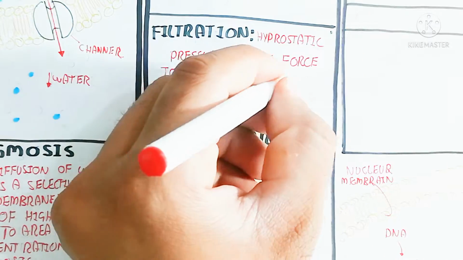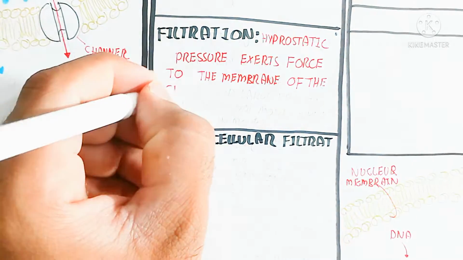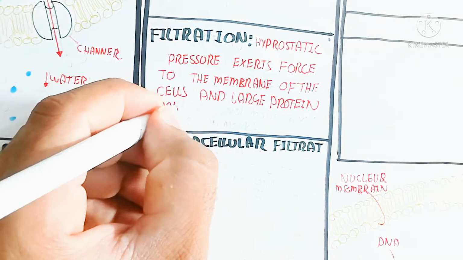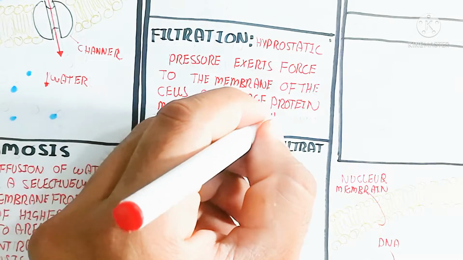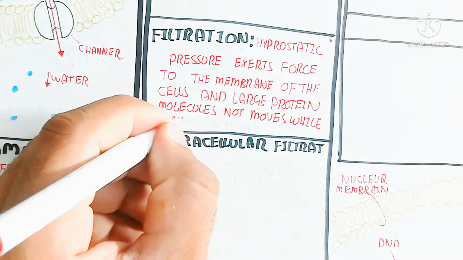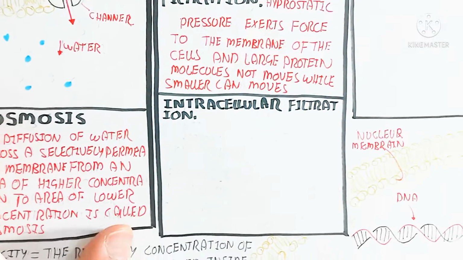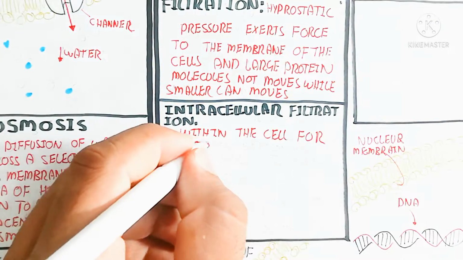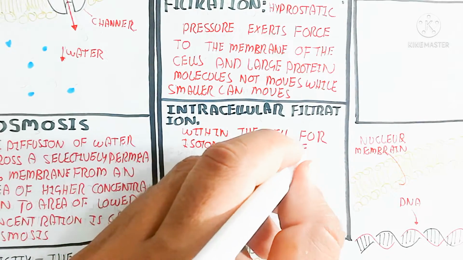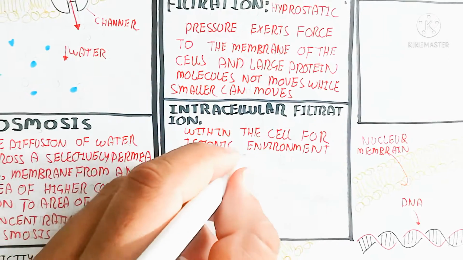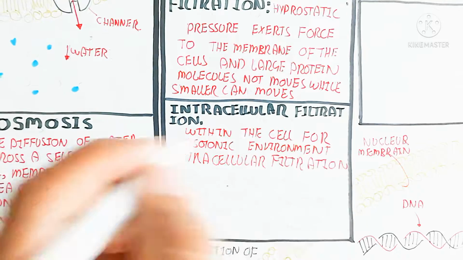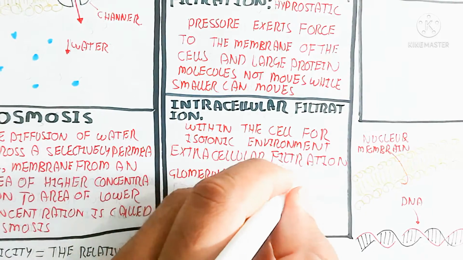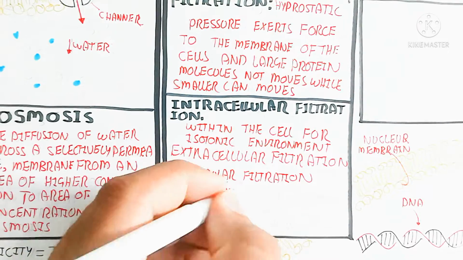In filtration, hydrostatic pressure exerts force on the membrane of the cell, and large protein molecules do not move, while smaller ones can move. Remember, when the hydrostatic pressure is exerted, the channel opens, which is available for outflux of contents, for example ions. When sodium moves out and potassium moves out, the water will follow to move out because the solute will be high in the extracellular matrix.